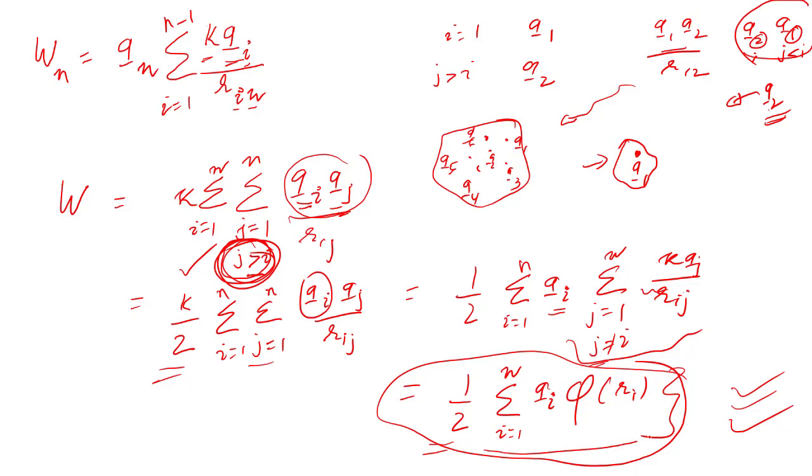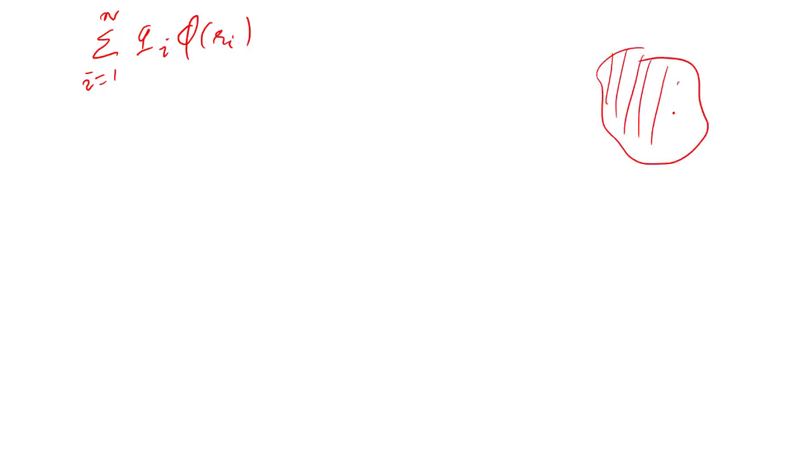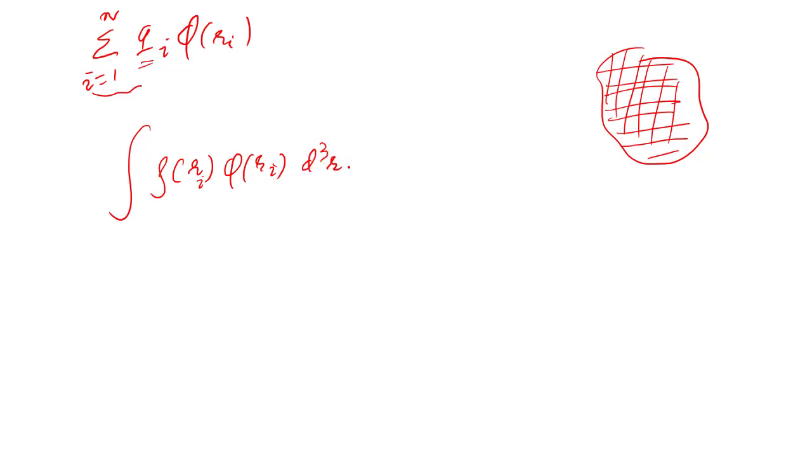Now you can clearly see here, if I look at this term, sigma i equal to 1 to n, Qi phi at Ri, then if I have any kind of charge distribution, I can chop it up into small parts, and then I can convert this into an integral and make this into rho of r, rho of Ri, phi of Ri, d cube Ri.